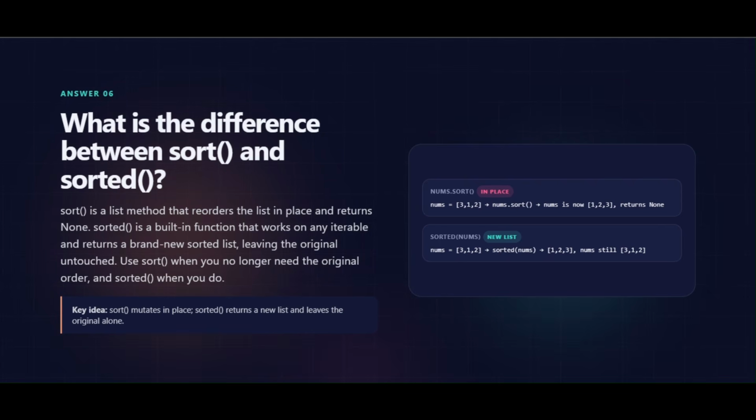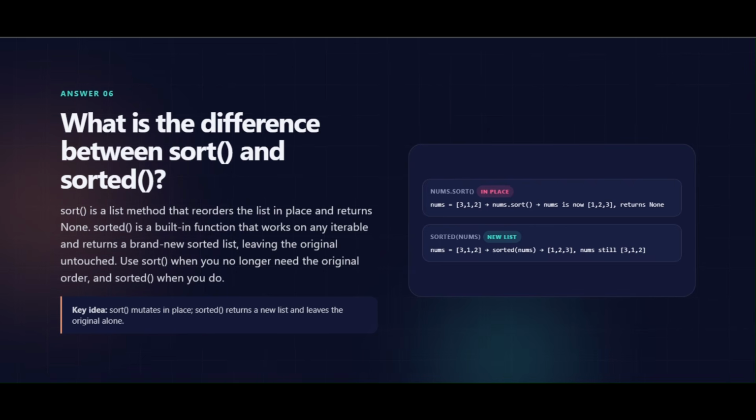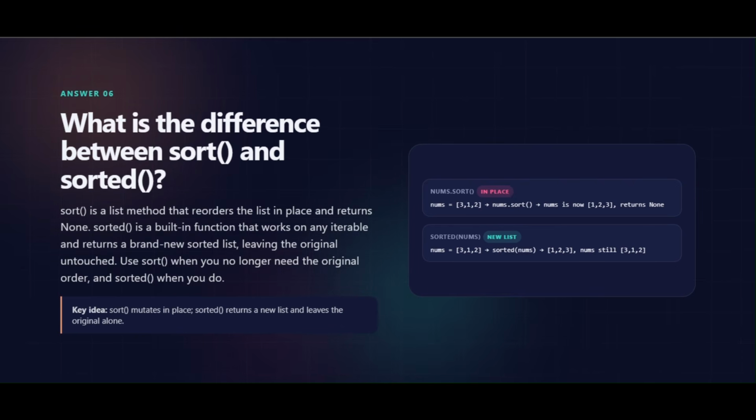Sort is a list method that reorders the list in place and returns None. Sorted is a built-in function that works on any iterable and returns a brand new sorted list, leaving the original untouched. Use sort when you no longer need the original order, and sorted when you do. Key idea: sort mutates in place, sorted returns a new list and leaves the original alone.